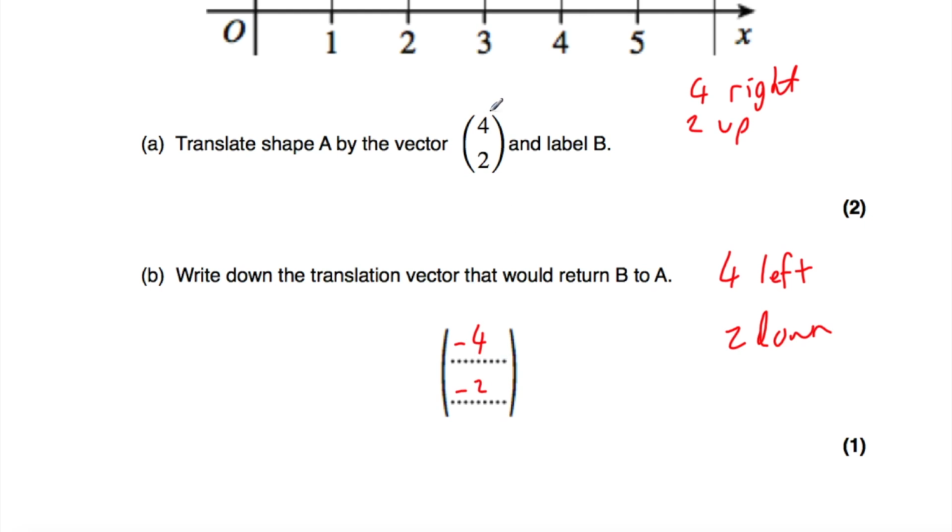If we had a translation vector such as (-7, -8), then if we want to go back the other way, we would then do (7, 8). We just change the signs and so on.